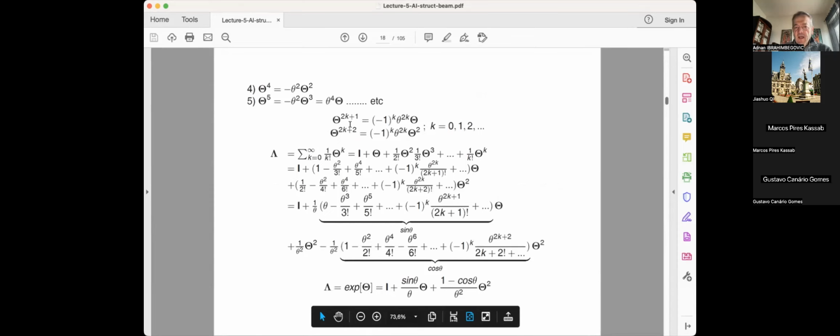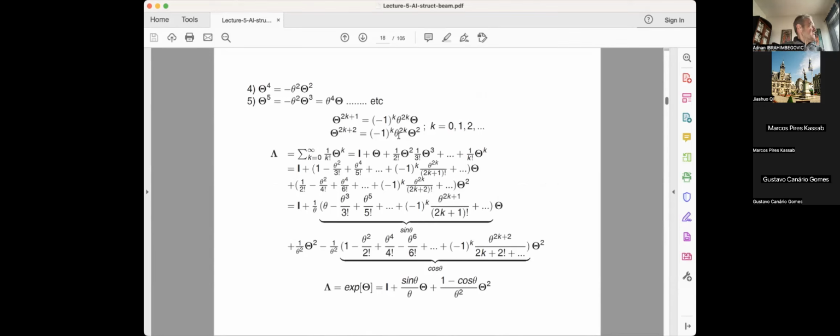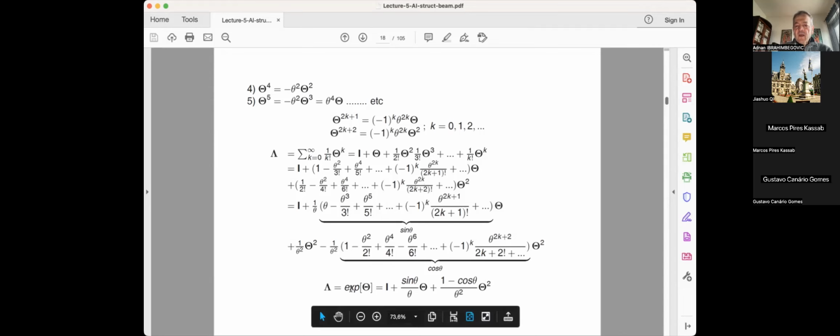So basically then you're simply piling up, you find that the odd powers 2k plus 1 are equal to minus 1 to the power k times theta to the power 2k times theta, whereas the even powers 2k plus 2 will be minus 1 to the power k times theta to the 2k times theta squared. And so you go one after another and you build your lambda. You do the asymptotic development, then you recall the asymptotic development of the sine function and of the cosine function. You conclude that your lambda, called the exponential mapping of the skew-symmetric tensor, you can write as identity plus sine theta divided by theta times theta plus (1 minus cosine theta) divided by theta squared times theta squared. And this is the exact result.